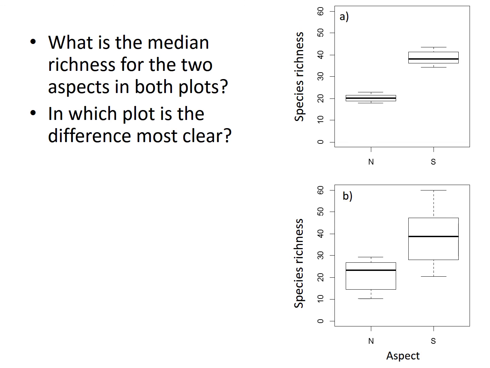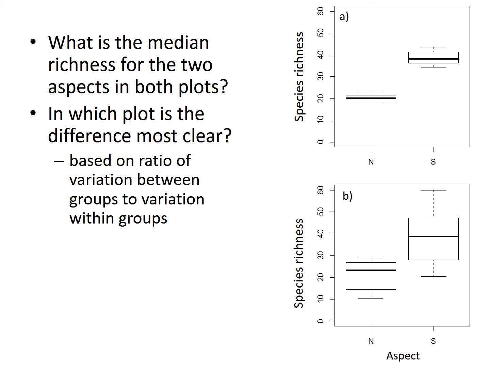But then think about this. In which plot is the difference between the two aspects clearest? And why would you say so? Well, I think most people will agree that the difference is clearest in panel A. And why is that? Well, we see that the difference between north and south is bigger than their variability, right? Here in panel B, you see that the variability of the data is very high. And in fact, the variability here is bigger than the difference between north and south.